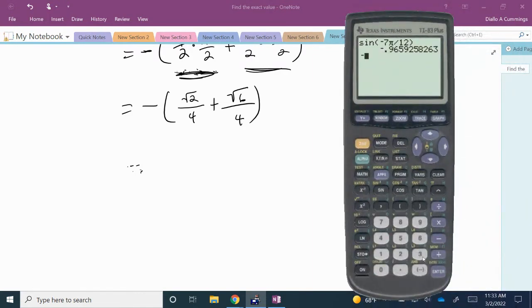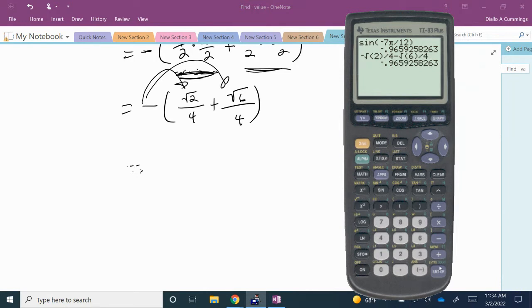All right, so I'm going to put in a negative square root of 2. I'm going to close off my square root, divided by 4, minus, so remember I did distribute that negative, minus the square root of 6 divided by 4. All right, and we have the exact value.